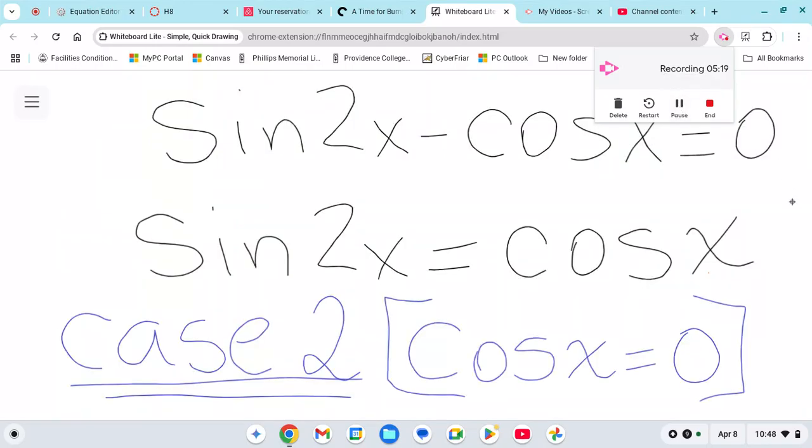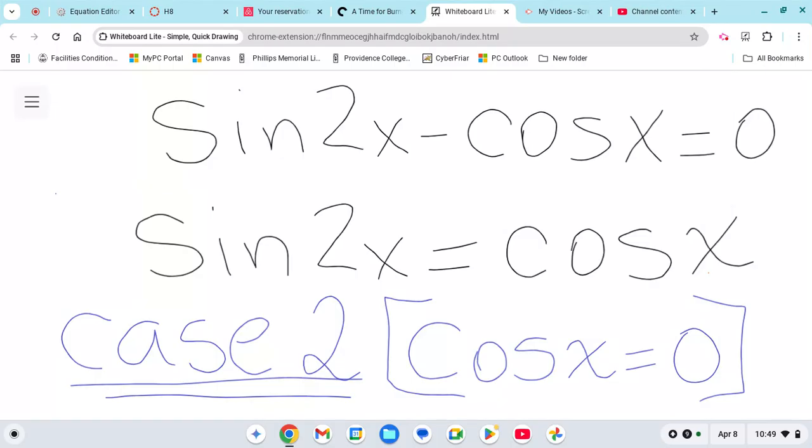All right, I am back. Homework 8, question 5. You can see that we have the same question right here. We know the sine of 2x minus cosine of x equals 0, and by adding cosine x to both sides, we know that the sine of 2x equals the cosine of x.